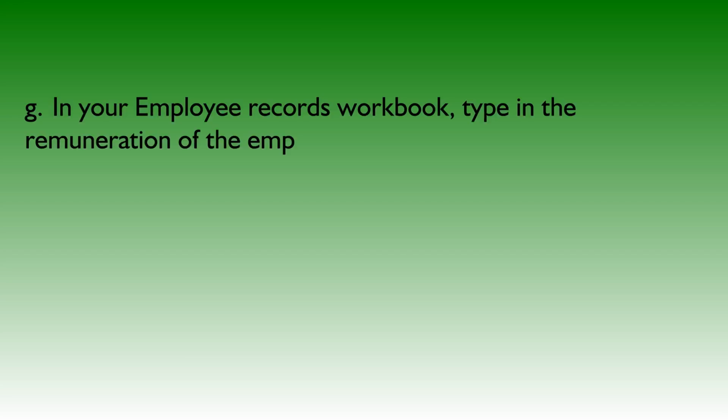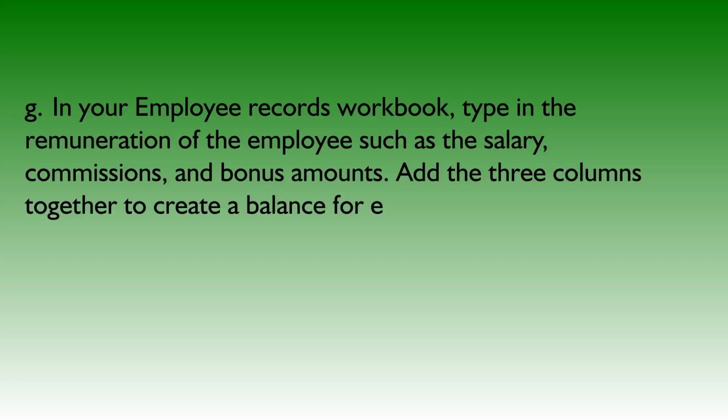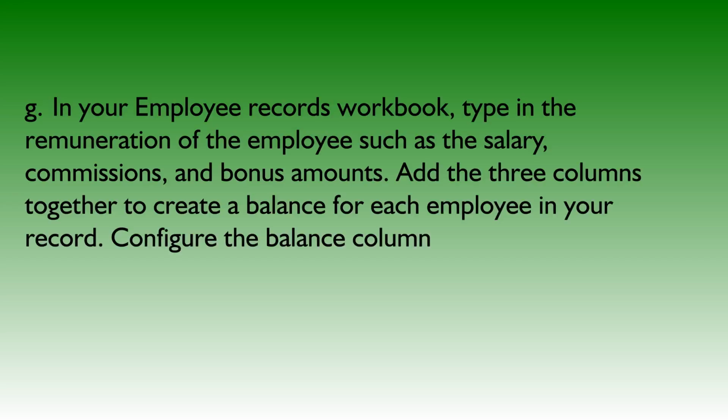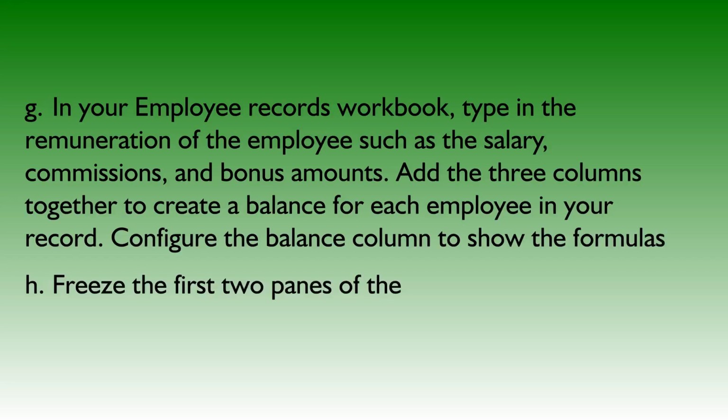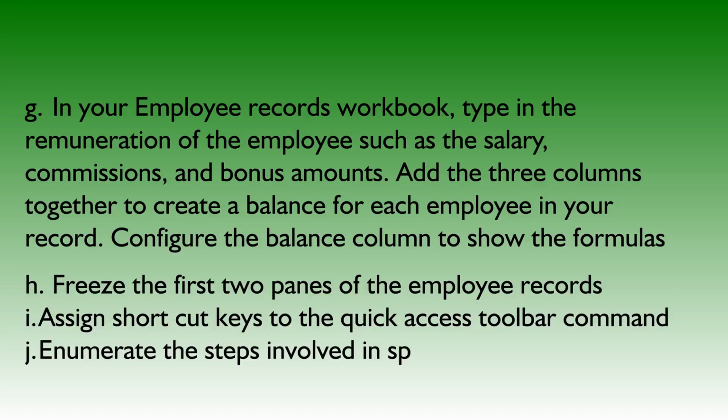G. In your Employee Records workbook, type in the remuneration of the employee, such as the salary, commissions, and bonus amounts. Add the 3 columns together to create a balance for each employee in your record. Configure the balance column to show the formulas. H. Freeze the first 2 panels of the Employee Records. I. Assign shortcut keys to the Quick Access toolbar command. J. Enumerate the steps involved in splitting windows.